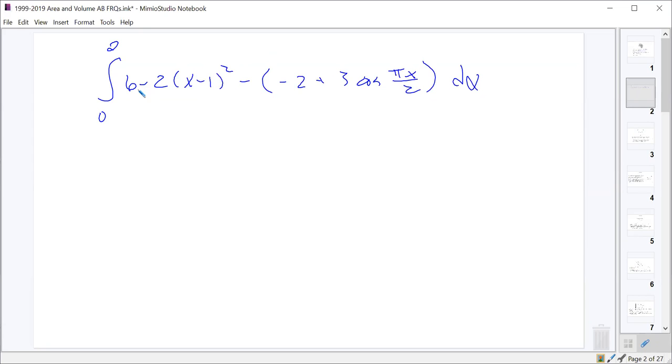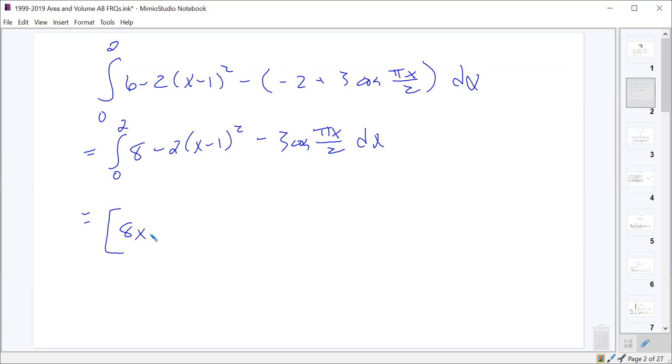Okay. So before we do that, first off, 6 minus the negative 2 ought to be an 8. So we can make that an 8 minus 2 times x minus 1 squared minus 3 cosine pi x over 2. Everybody good with that simplified version?